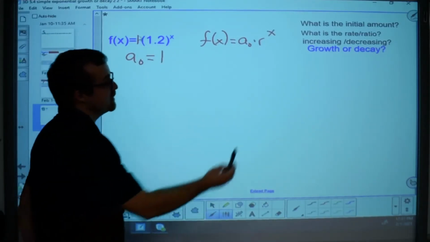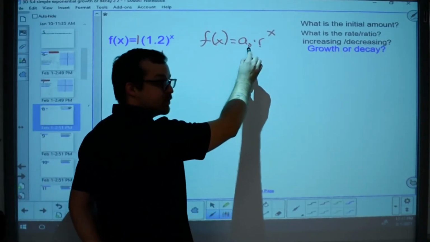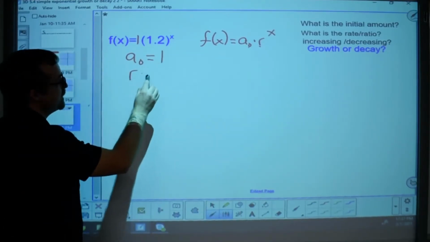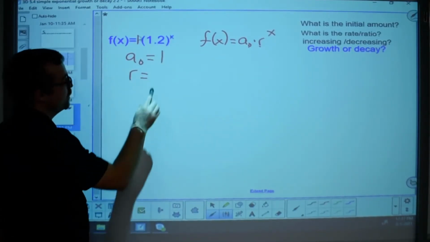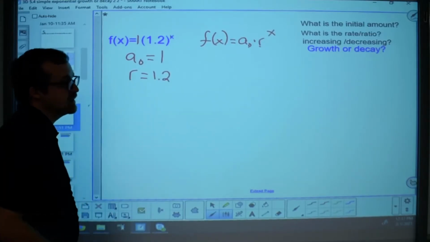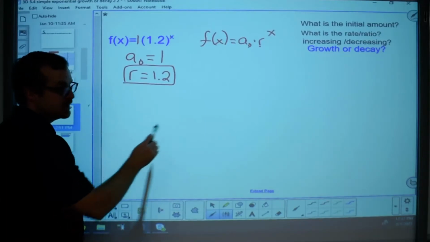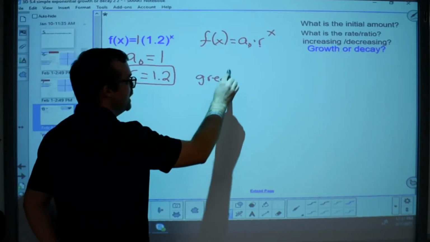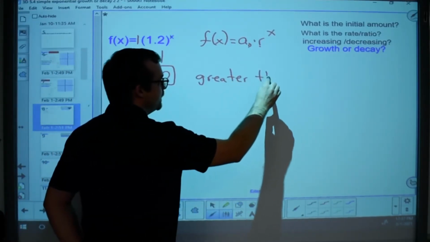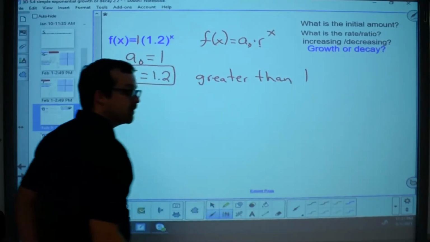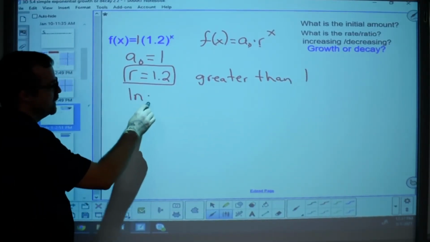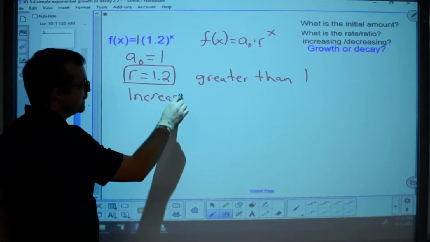The exponent is always touching the ratio, not the initial amount. So what is the ratio in this case? The number touching x, which is 1.2. Right? Is that increasing or decreasing? We'll look at the rate. The rate, this is greater than 1, right? If this is greater than 1, what does that mean? That means that this is increasing. Okay? So we got an increasing function here.